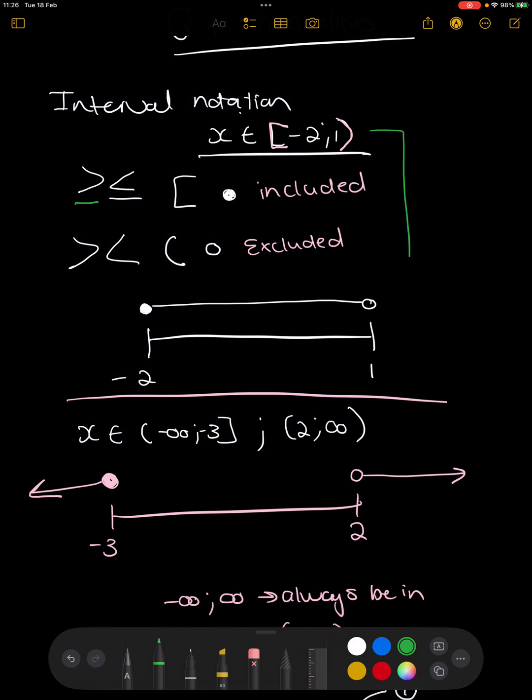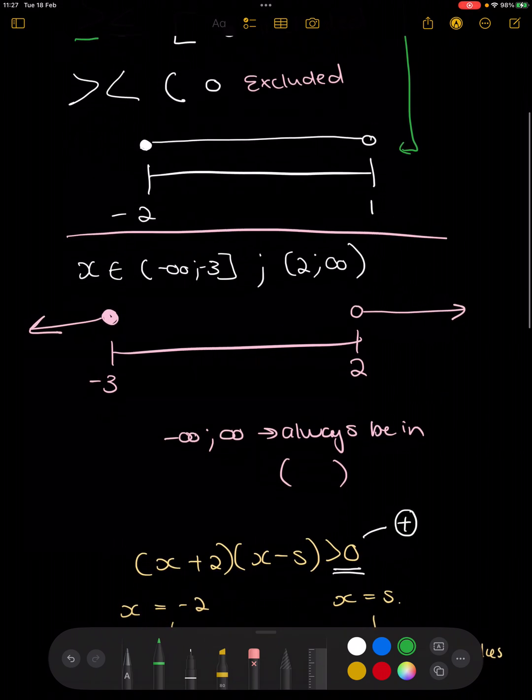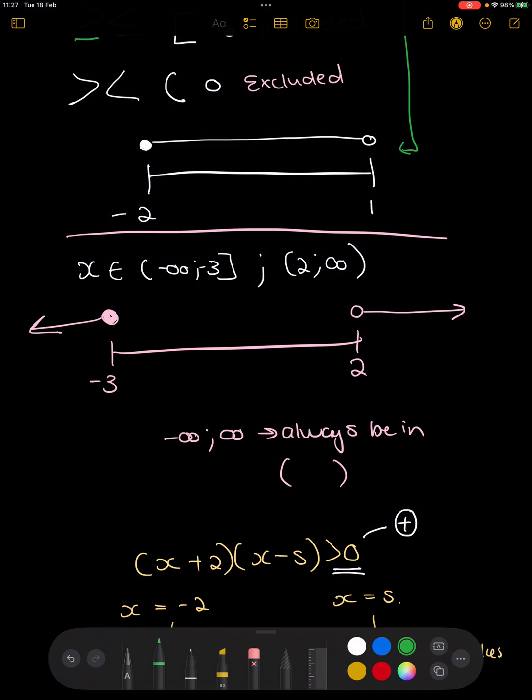So if we have a look at this interval notation over here, it says x is an element of numbers that lie between -2 and 1, where -2 is included but 1 is not included. So on a number line, it looked like this. So -2 is included, and it went all the way up to 1 where 1 was not included.